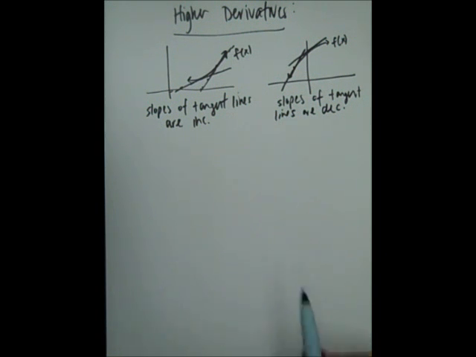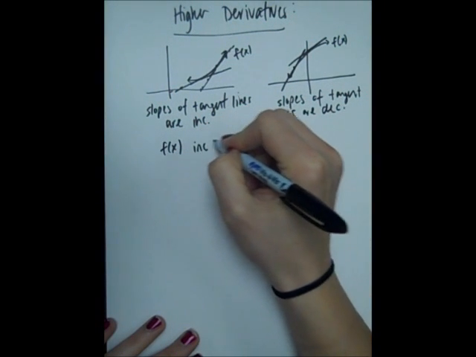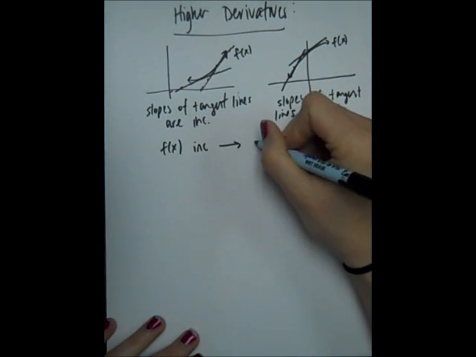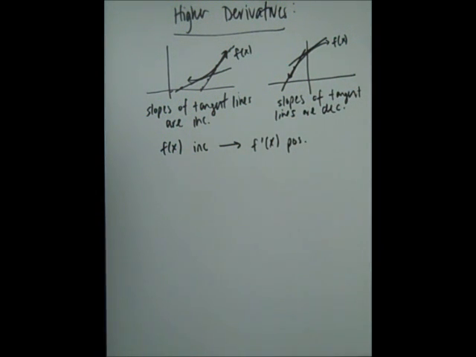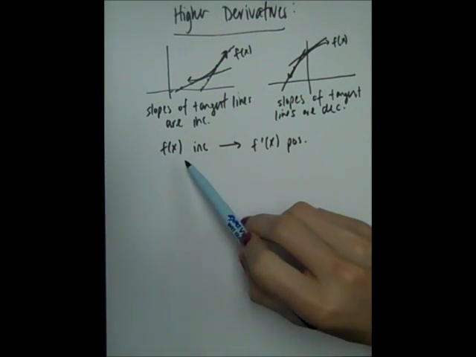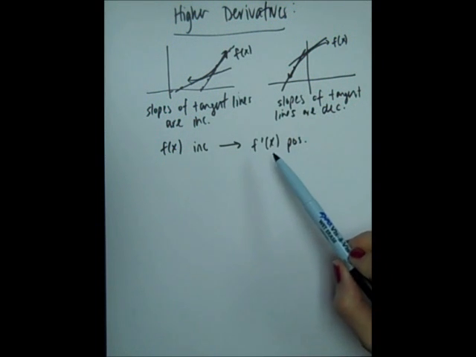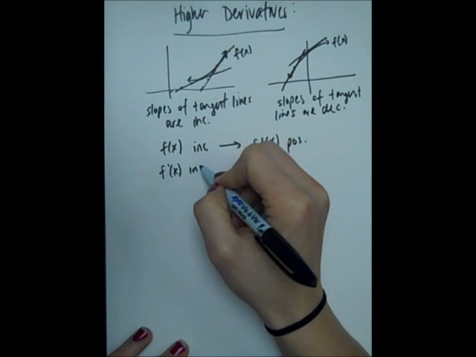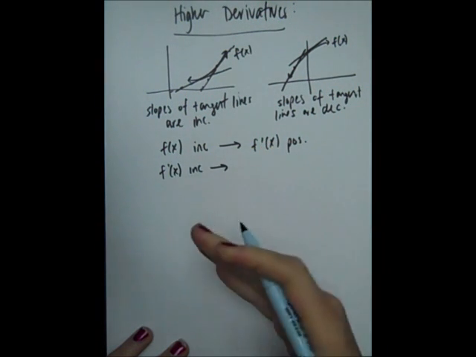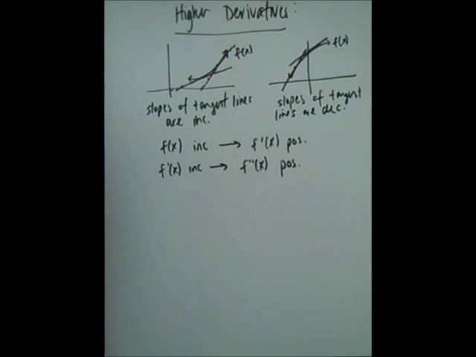Well, think about how do we represent f of x increasing? So f of x increasing meant that f prime of x was positive. Right, so if we want to talk about a function increasing, meaning the slopes of the tangent lines are positive, that meant that f prime was positive. Now, if we want to talk about the slopes of f of x increasing, then we look to the next derivative, which is called the second derivative. So f double prime of x is positive.